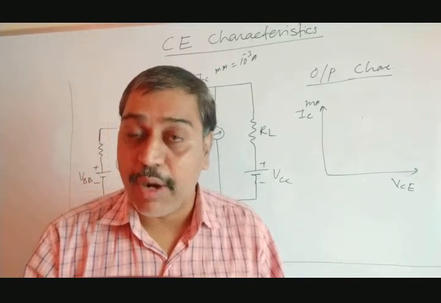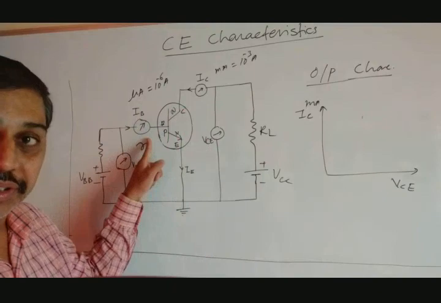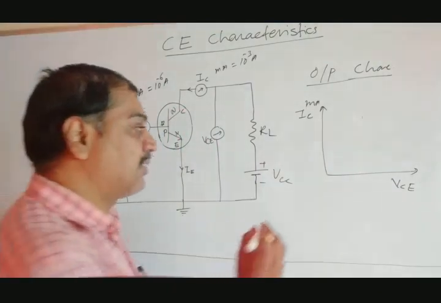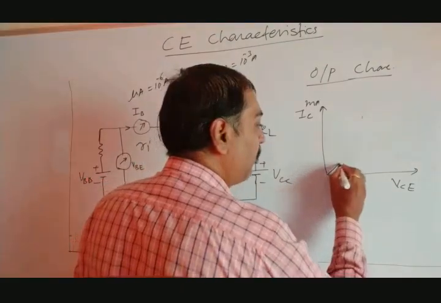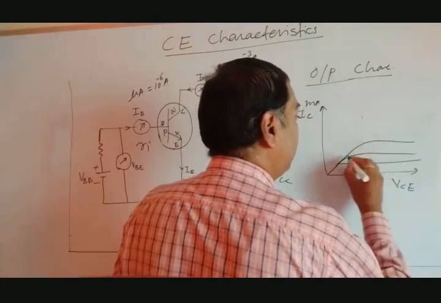At this time, what should be the constant? Input current should be the constant. IB should be constant. Now, if we draw the diagram of this, it goes like this. Or if you draw the characteristics, it goes like this. Such type of characteristic it has.